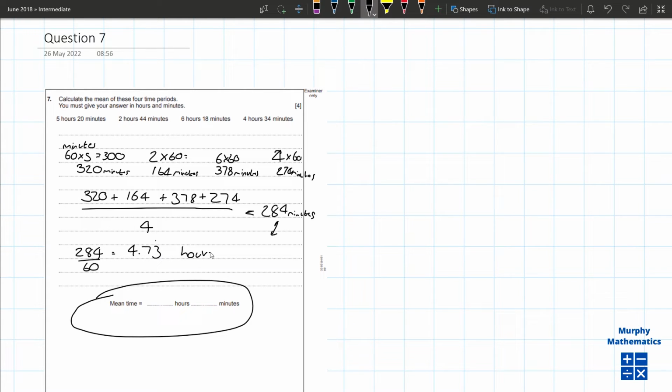hours, which is good. So I now have 4 hours and 0.73 hours, which I'm going to now change this 0.73 recurring to minutes. So I've got 4 hours, and so I've got 0.733 times 60, and I can round that up to 44 minutes. So I've just done 0.733 times 60, because that's hours, now to get into minutes. So I've got 44 minutes. And that's it.